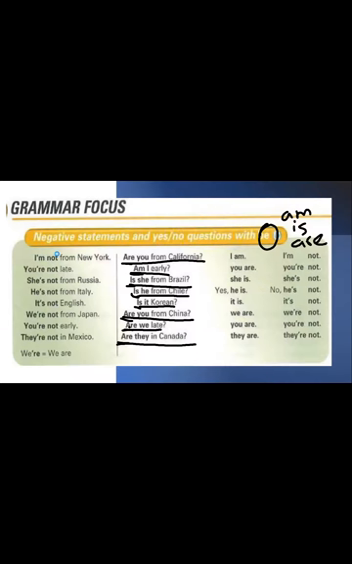La respuesta, si yo pregunto, for example, are you from California? Entonces voy a decir, yes, I am. Si soy de California. Are you from California? Yes, I am. Am I early? Yes, you are. La respuesta positiva, ¿verdad? Luego, is she from Brazil? Yes, she is. Is he from Chile? Yes, he is. Is it Korean? Yes, it is. Are you from China? Yes, we are. Are we late, teacher?